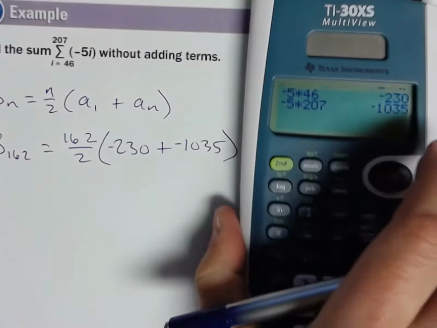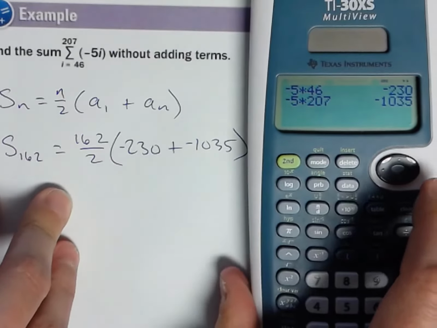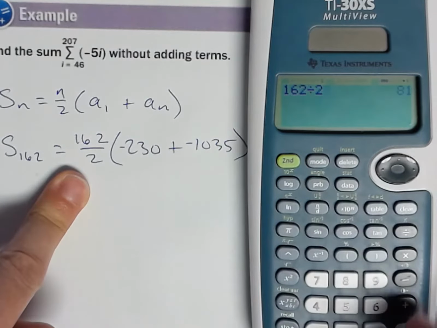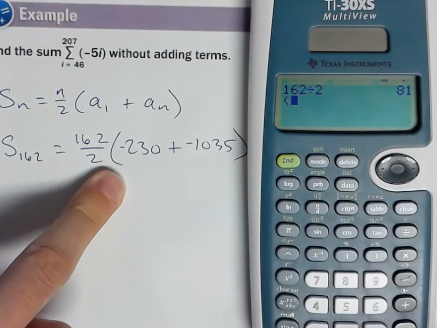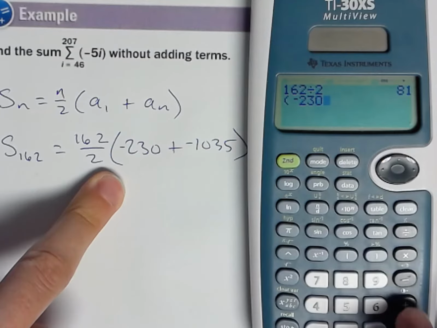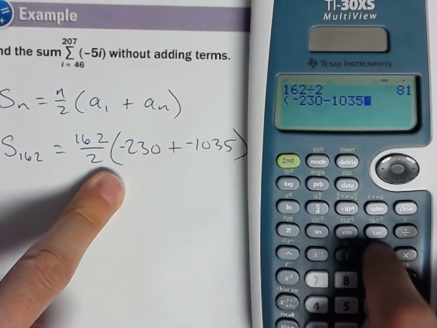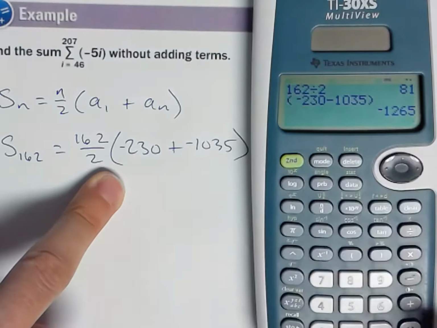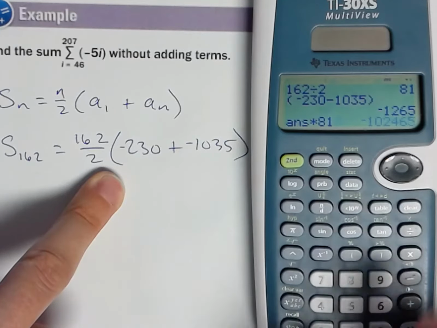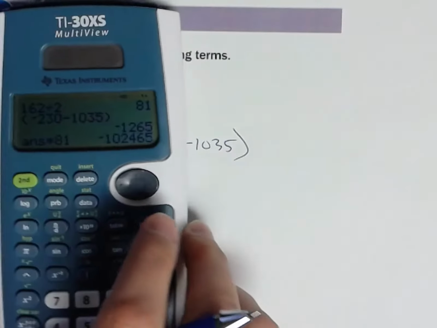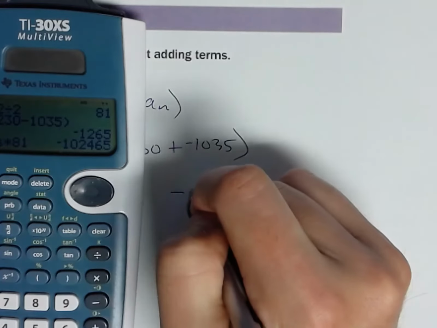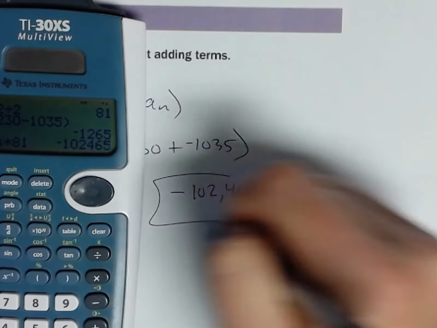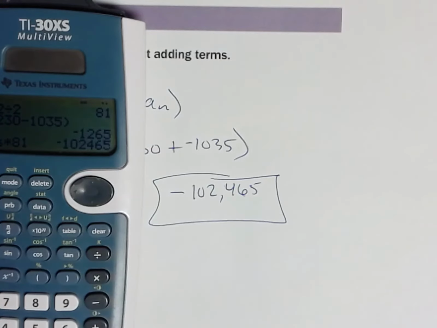Okay, now we're ready to go. So if I go ahead and just plug things in here, I've got 162 divided by 2, of course that's 81, times negative 230 minus 1035. And we'll get negative 1265, whoops, times 81. I forgot to multiply by my 81. So big old number here. So we have negative 102,465. And that is our series.